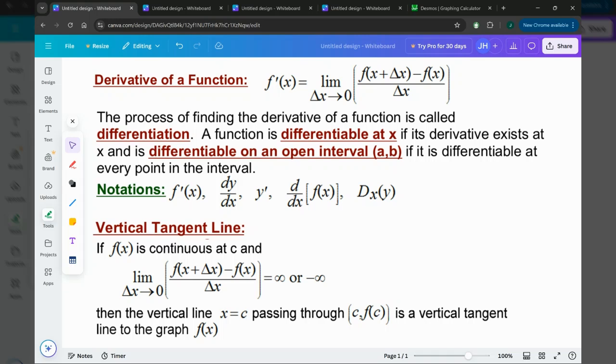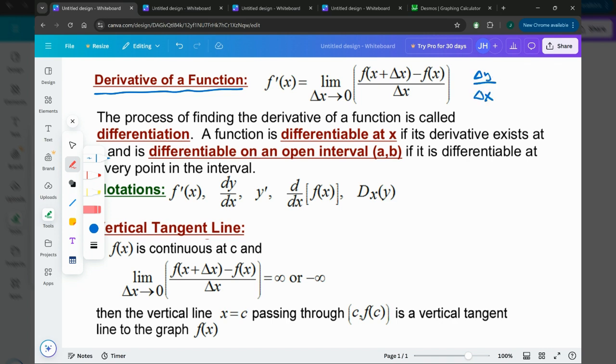This is the Herm Dog, and today we are talking about derivatives again. And what is the derivative of a function? The derivative of a function essentially represents the slope of the tangent line. How do you find slope? You take the change in y over the change in x.